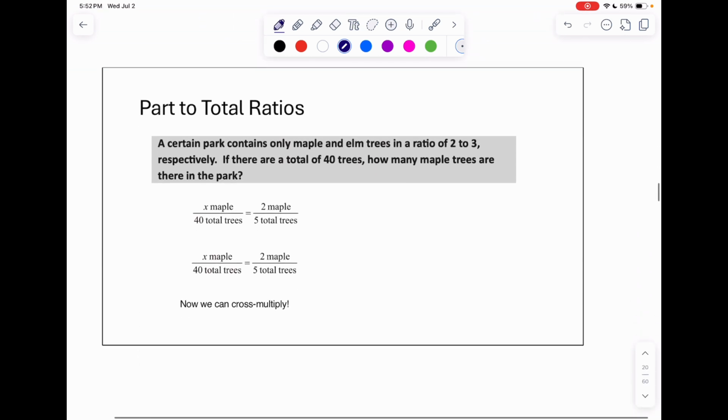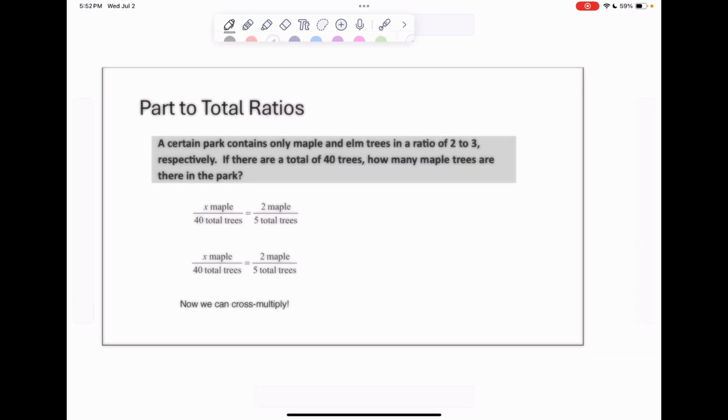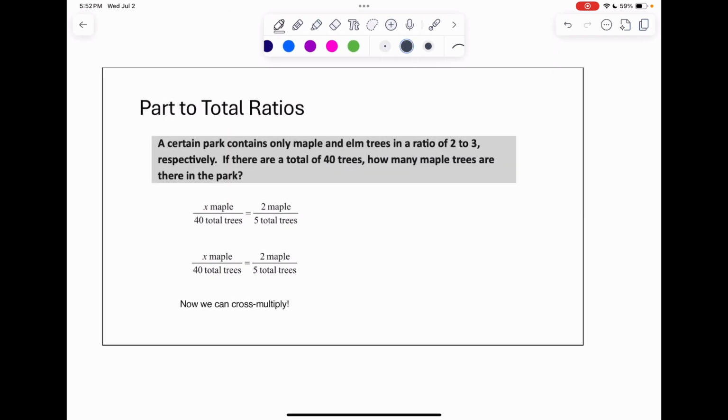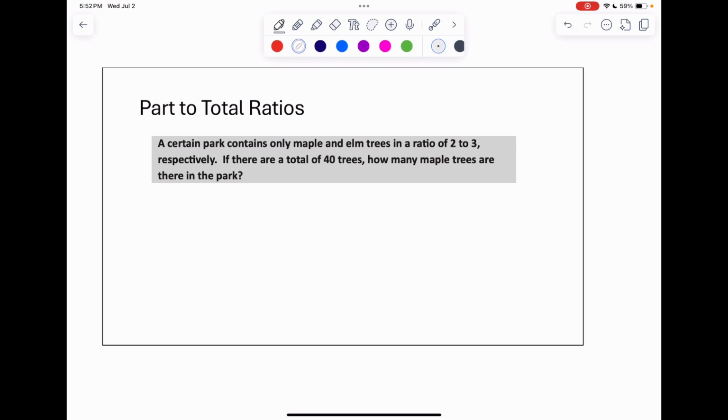Now, this one's a little bit different. Let's give this one a read, because this one is a part to total relationship. So, a certain park contains only maple and elm trees in a ratio of 2 to 3 respectively. If there's a total of 40 trees, how many maple trees are there in the park? So again, we know we're going to set up a ratio because they're giving us those relationships, and they mentioned the word ratio. So let's see what we've got here. We know that we have 2 maple trees to every 3 elm trees. And then it mentions that there are 40 total trees, and we want to know how many are maple.